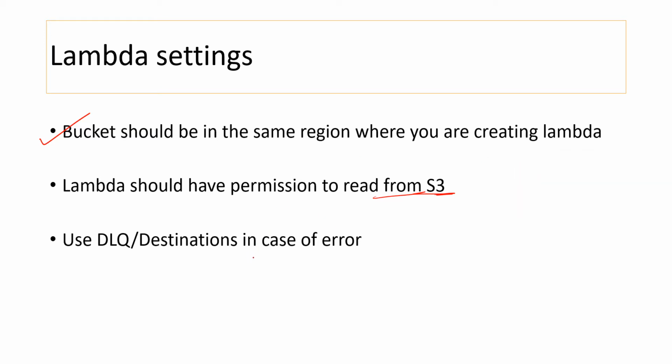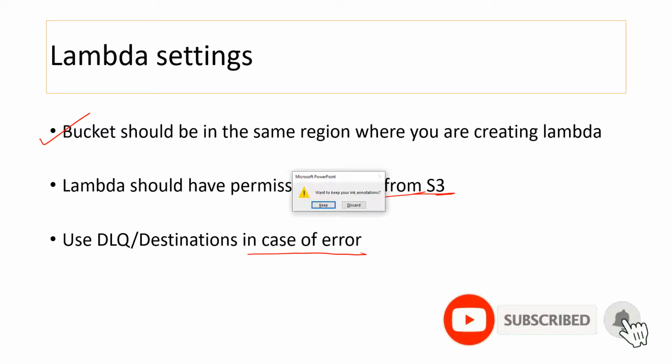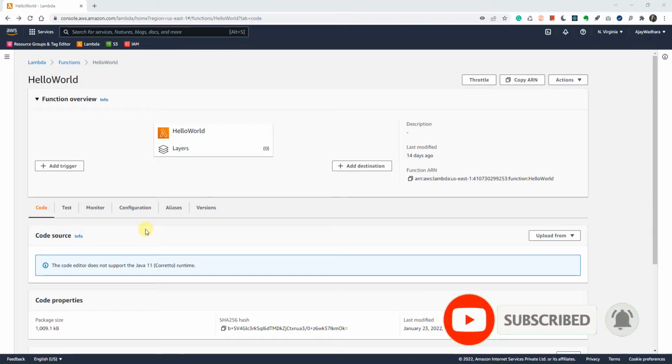The last one is more of an error handling scenario. Based on your use case, you can use DLQ or custom destinations. By default, Lambda tries 2 times in async invocation. Let me show you. So this is the Lambda console.